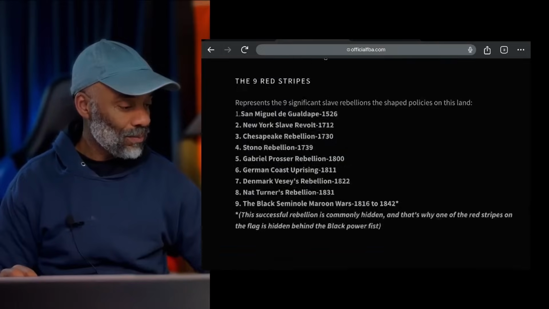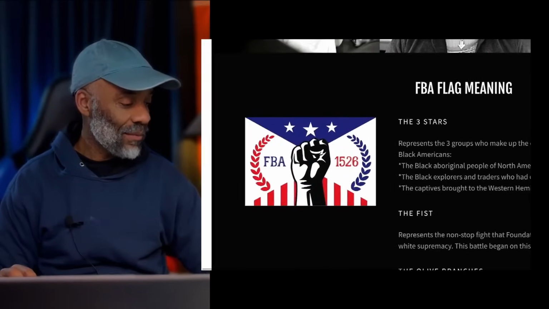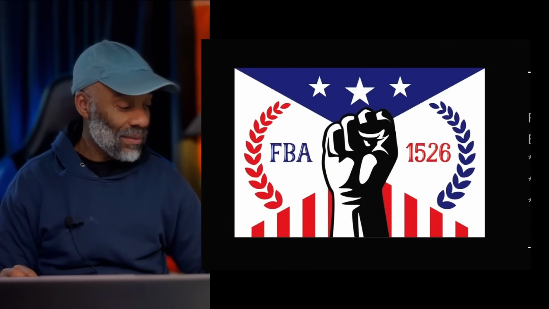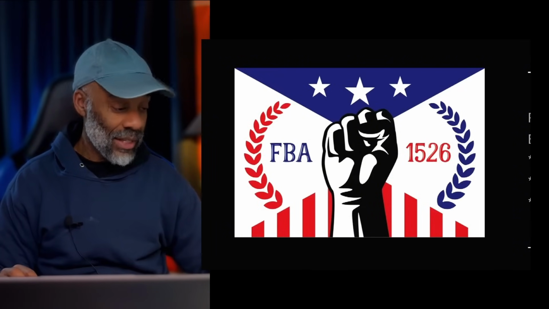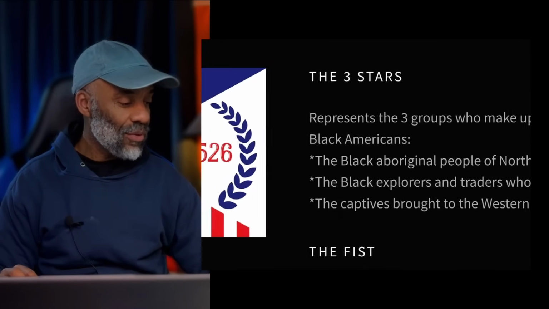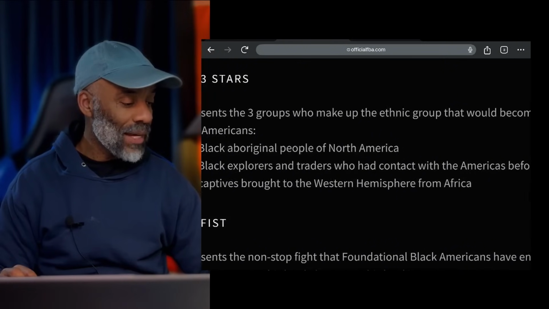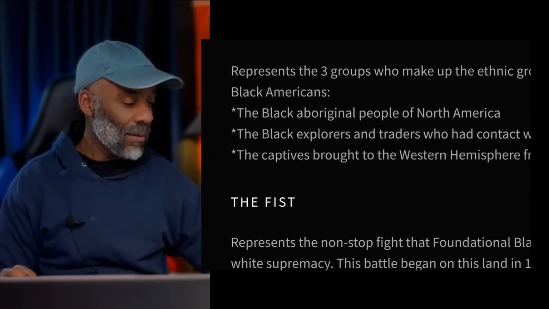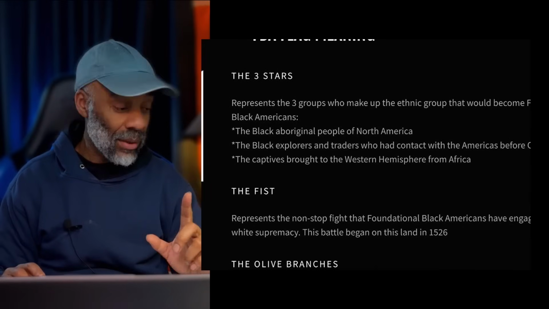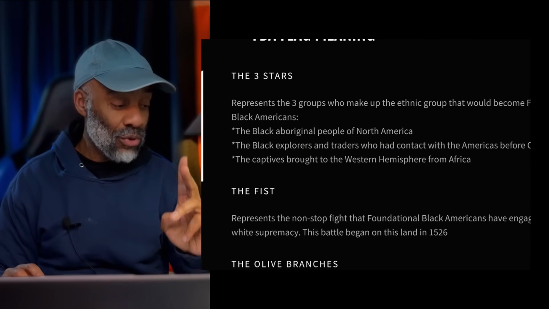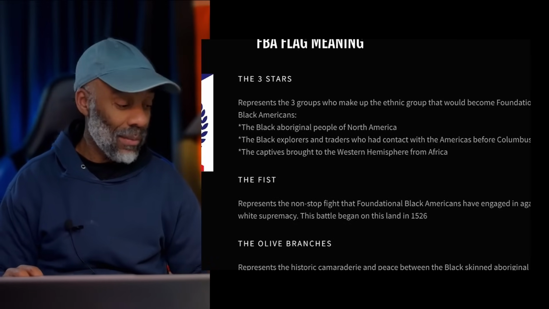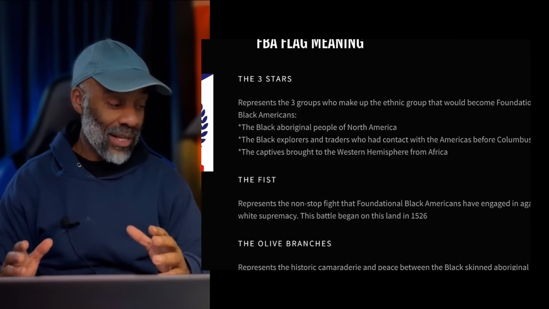I also wanted to point out the FBA flag, Foundation African American flag, as you can see right there. I'm not going to go into details, obviously, what all the symbolism on the flag means, but it's very interesting, and I do encourage, like I said, people to check out officialfba.com. But the 3 stars at the top is significant, and the 3 stars, as you can see, represents the 3 groups who make up the ethnic group that would become the foundational Black Americans. So you have, look at this, these are the 3 groups: the Black Aboriginal people of North America, the Black explorers and traders who had contact with the Americas before Columbus, and then the captives brought to the Western Hemisphere from Africa. That's obviously referring to the transatlantic slave trade.